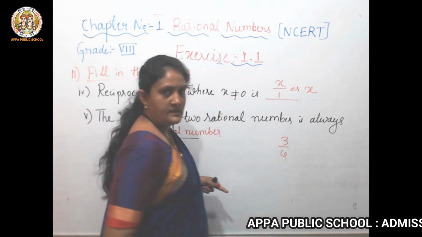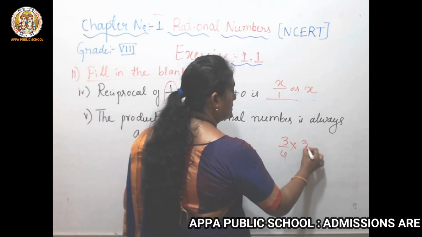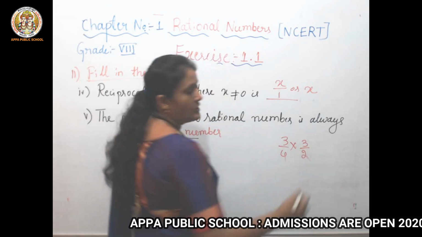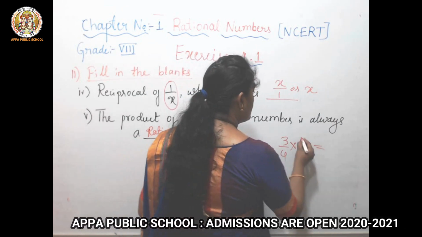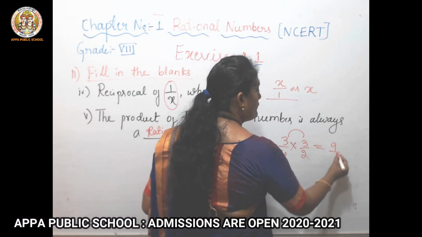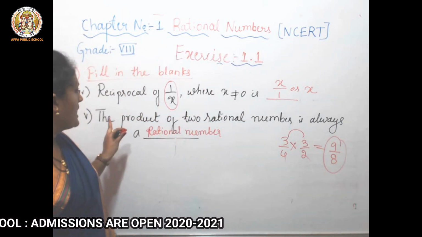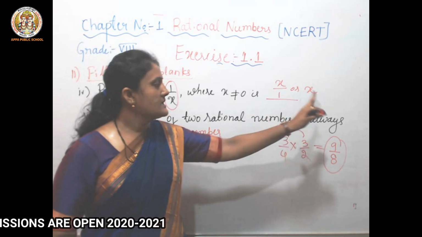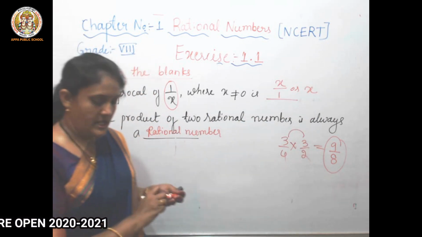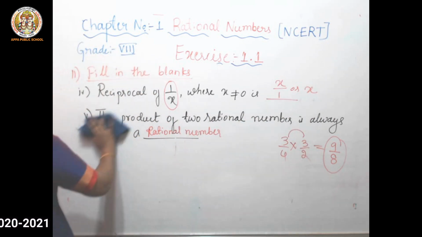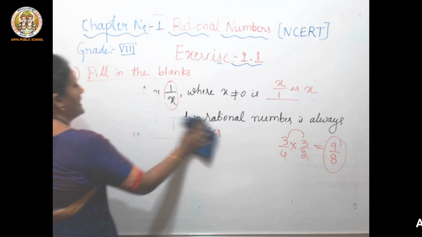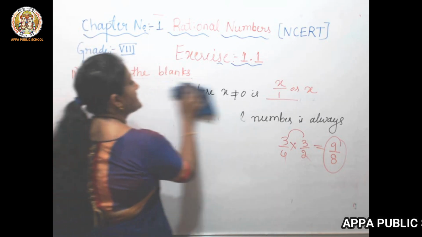3 by 4 is a rational number. 3 by 2 is also a rational number. Now multiply, the product they are asking: 3 threes are 9, 4 twos are 8, 9 by 8 is also a rational number. So that's what the product of two rational numbers is always a rational number. Okay, last question of this bit and last question of this exercise also.